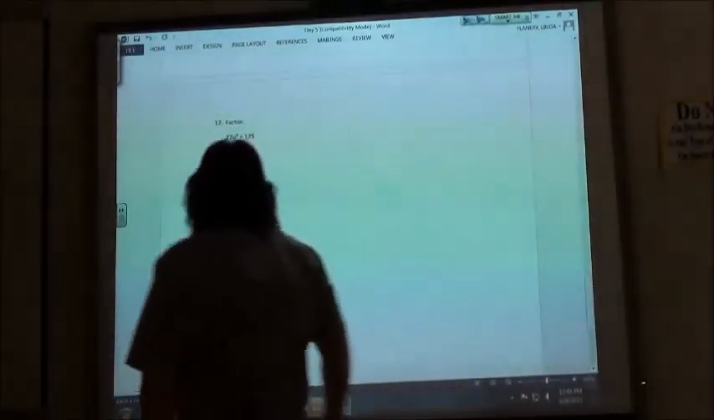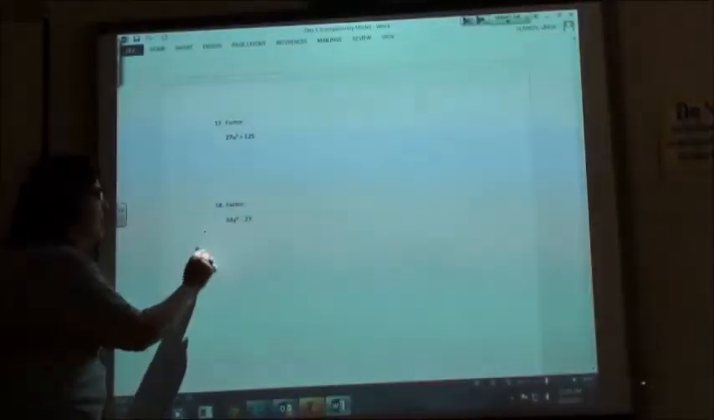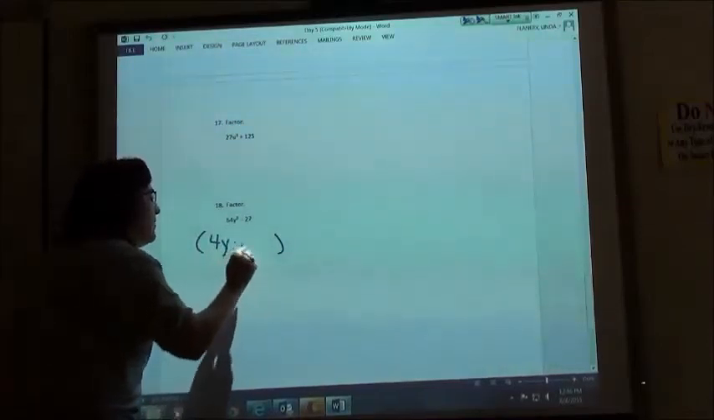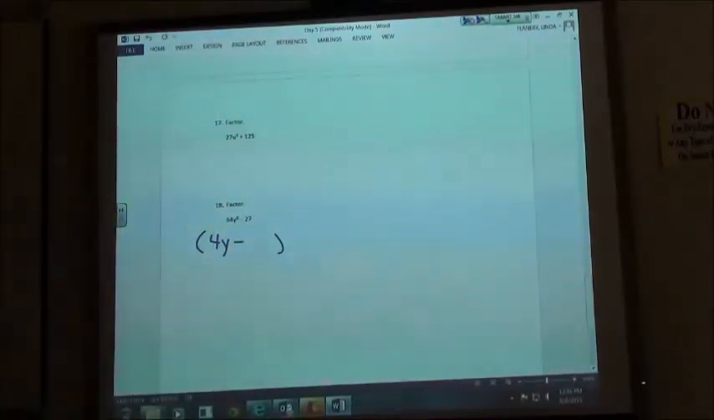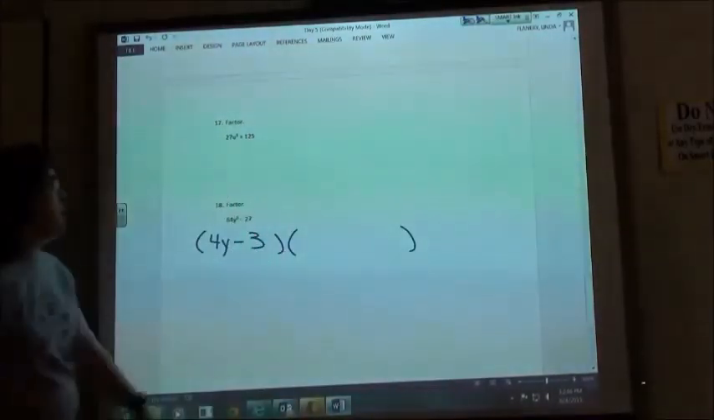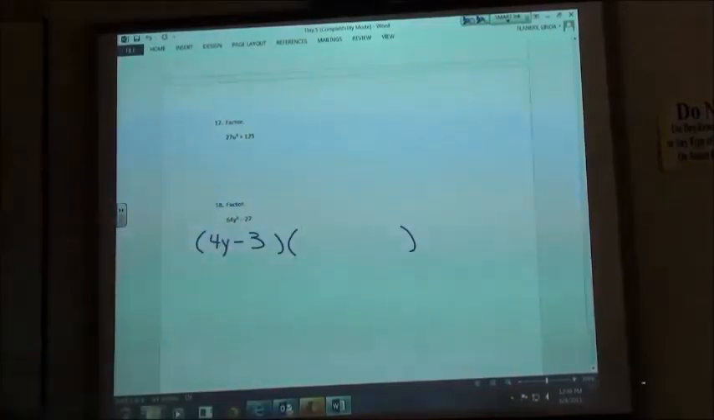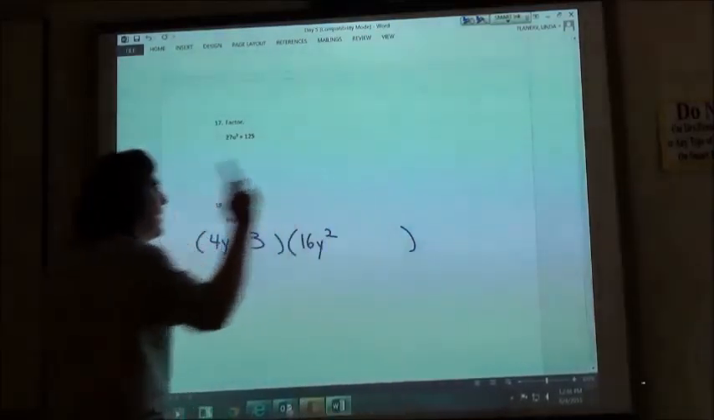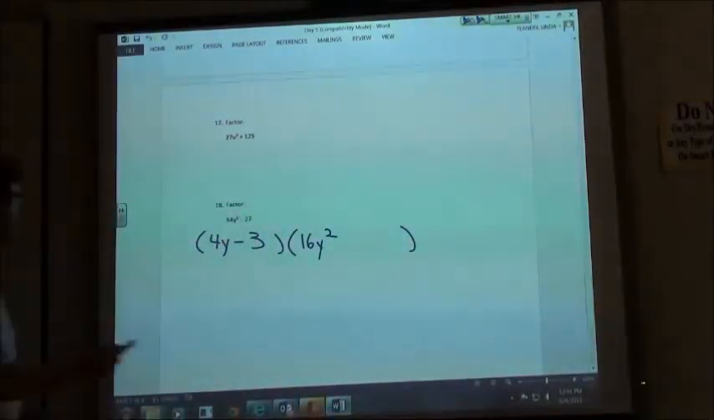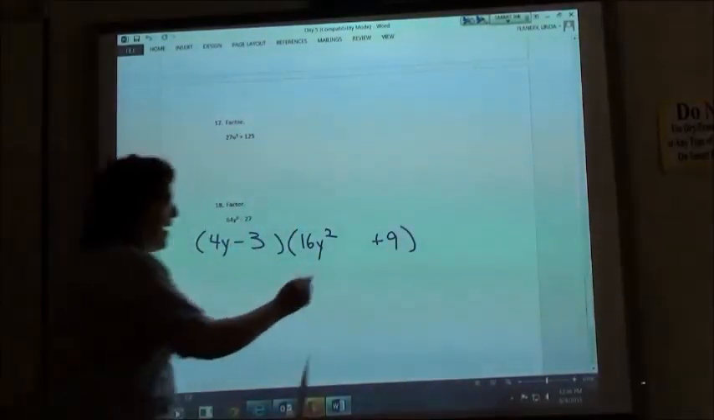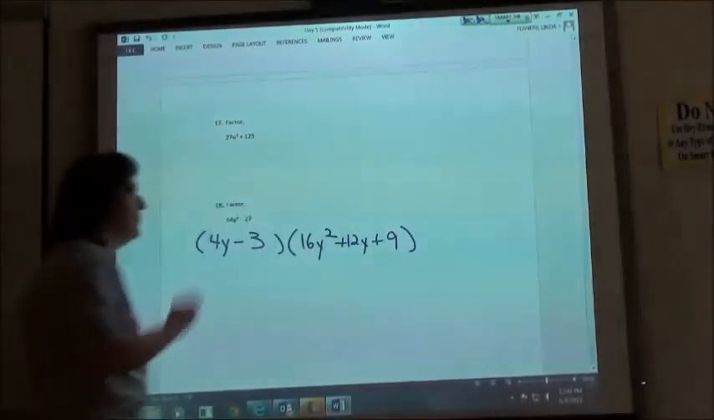And the last one, we're factoring 64y cubed minus 27. So, cube root of 64y cubed, 4y, minus sign, and cube root of 27, 3. So, my first term in my second set of parentheses would be 16y squared. My last term will be positive 9. And my middle term, plus 12y. There it is.